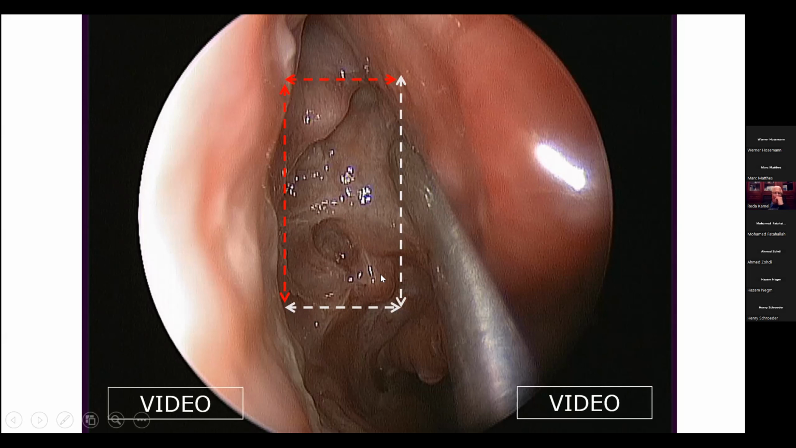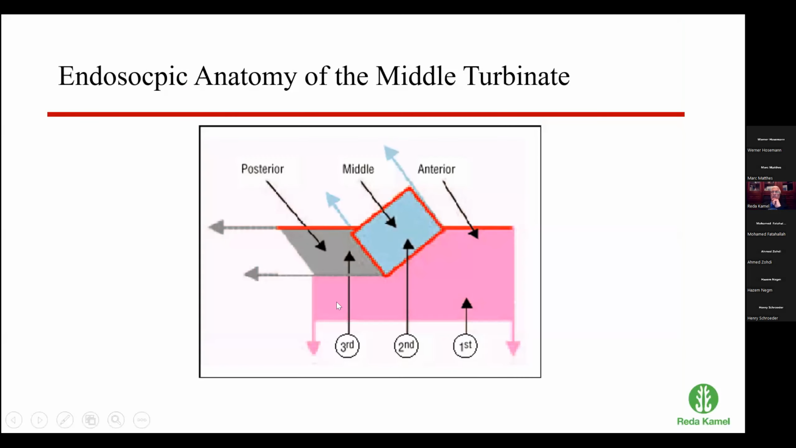Here we are. This is the medial turbinate. Just to demonstrate, the first part of the medial turbinate is sagittal. The second part is coronal. The third part is axial. The bulla is anterior to the basal lamella. The posterior ethmoid is posterior to the basal lamella.